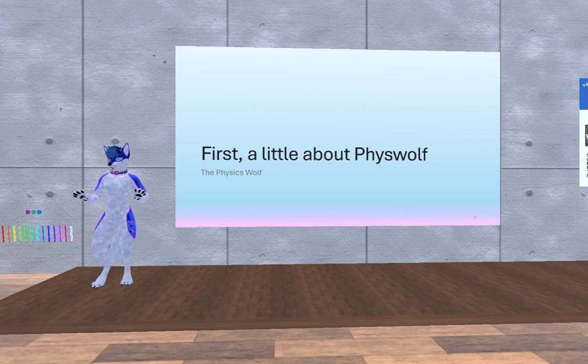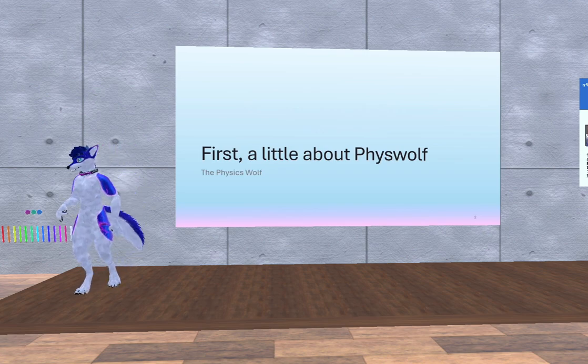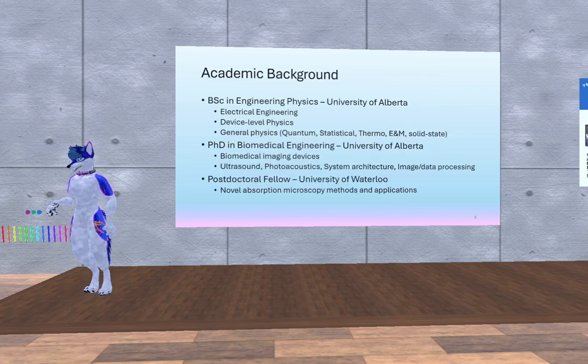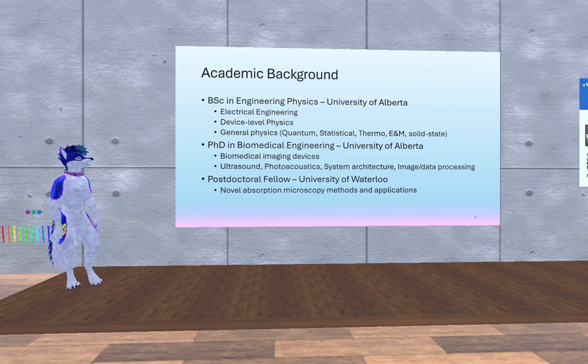First, I was asked to do a little bit of a background about myself, just to frame that. A little bit about Physwolf, the physics wolf. I'm very original with names, if you couldn't tell. So first, my academic background. I have a Bachelor of Science in Engineering Physics from the University of Alberta, which an engineering physics degree is a very broad thing, depends on the institution.